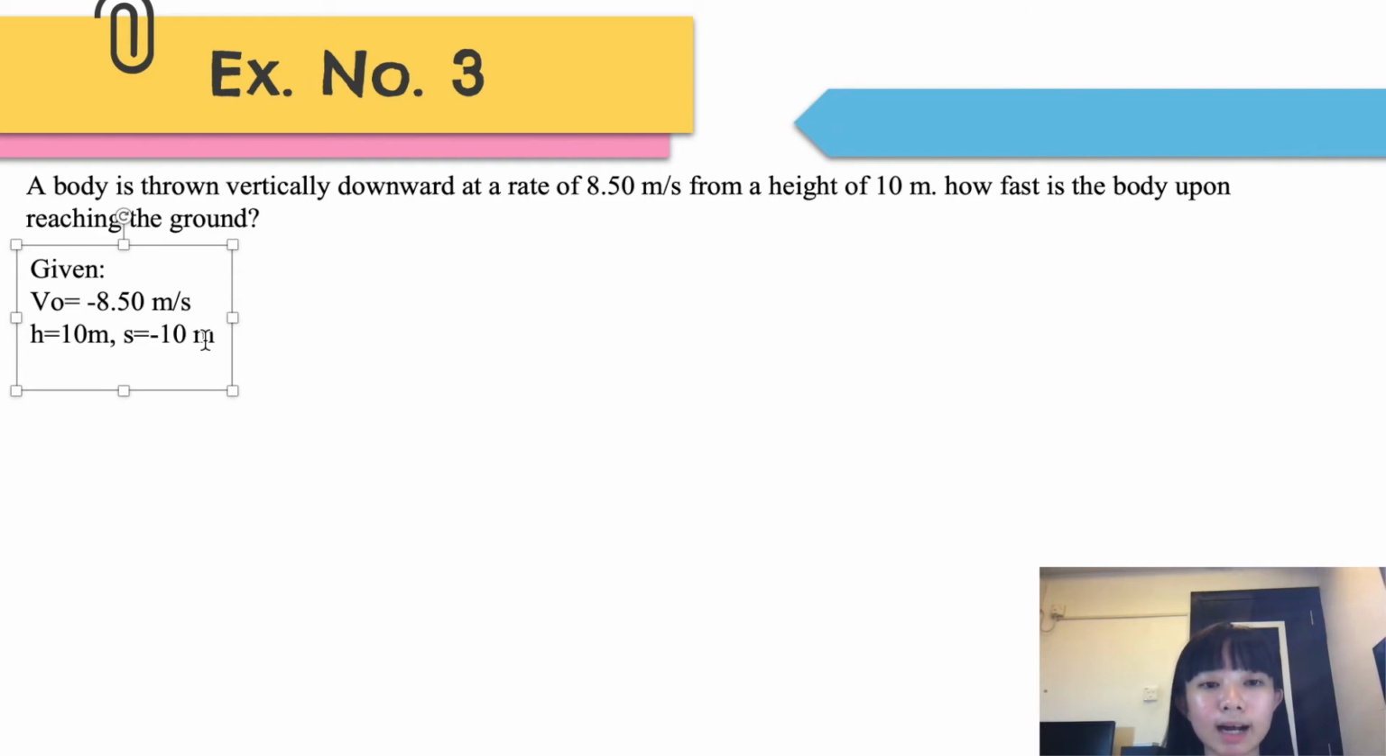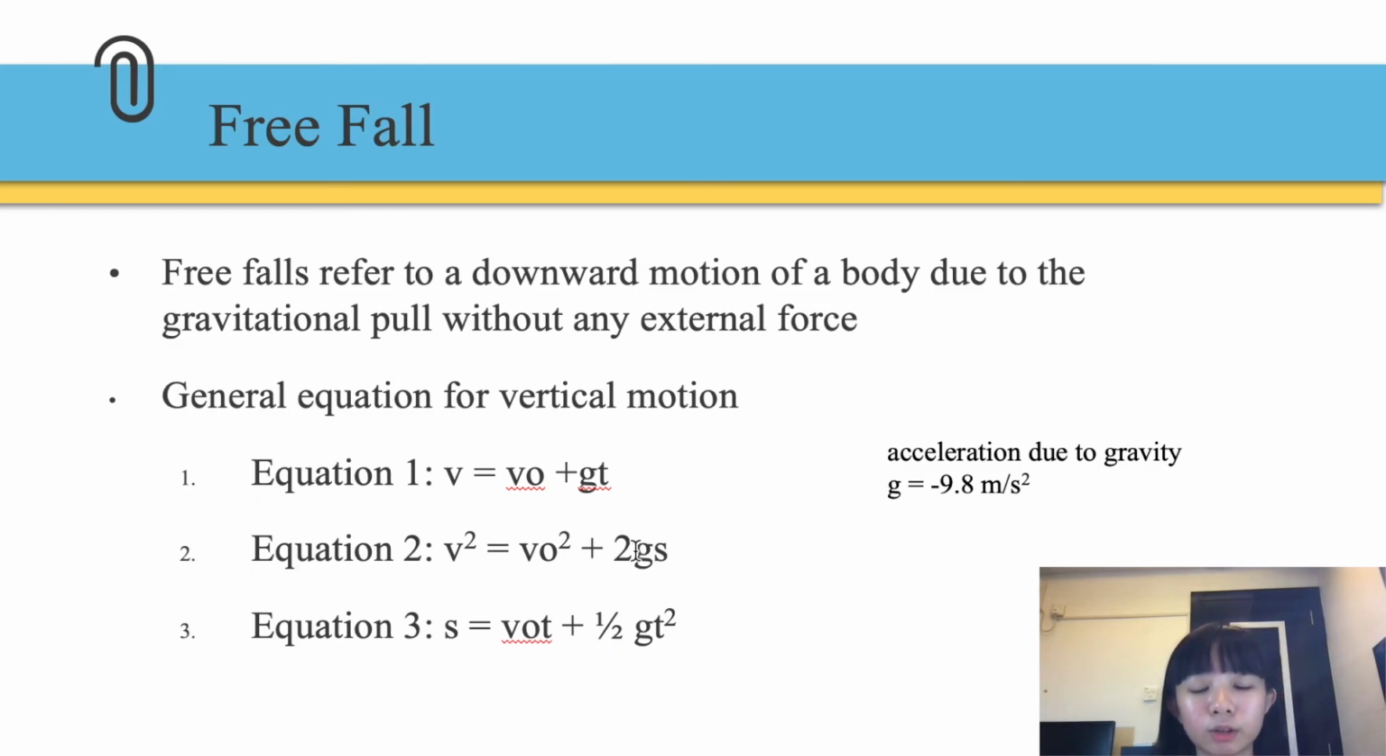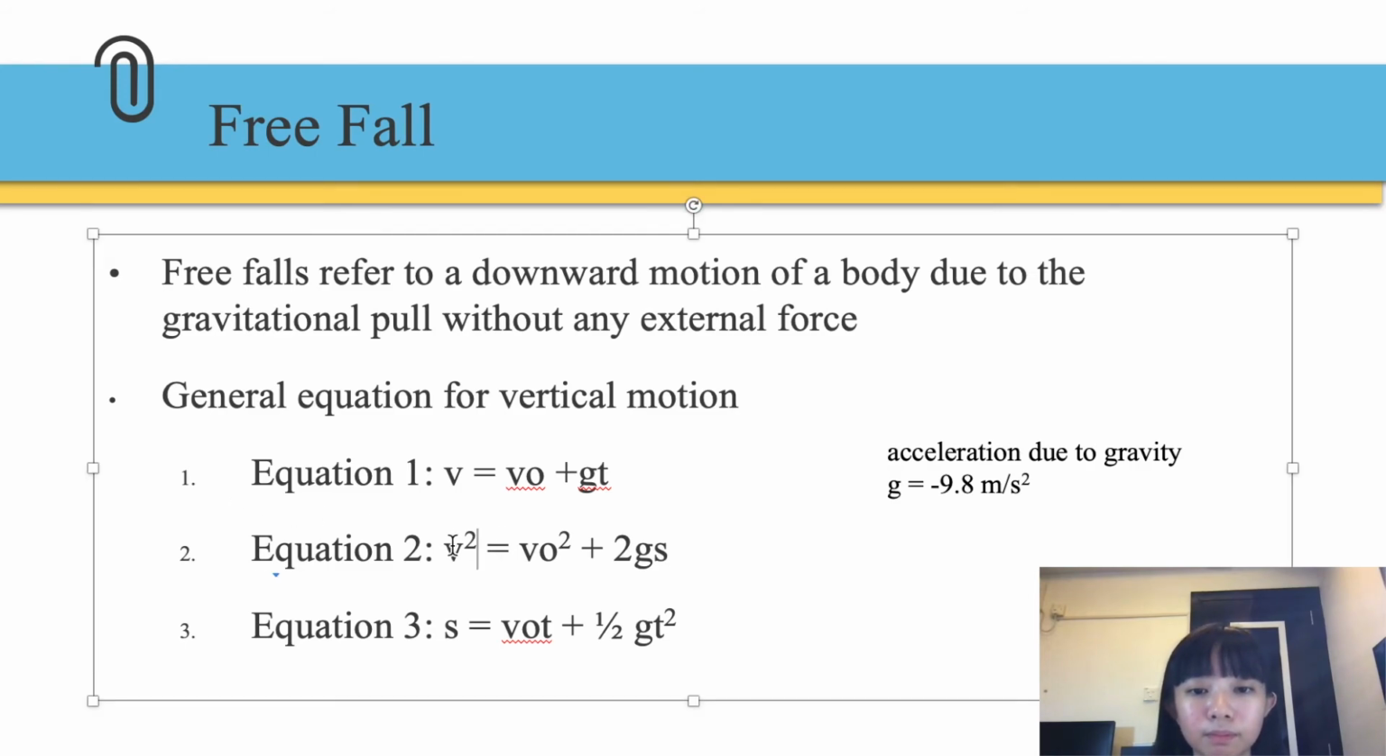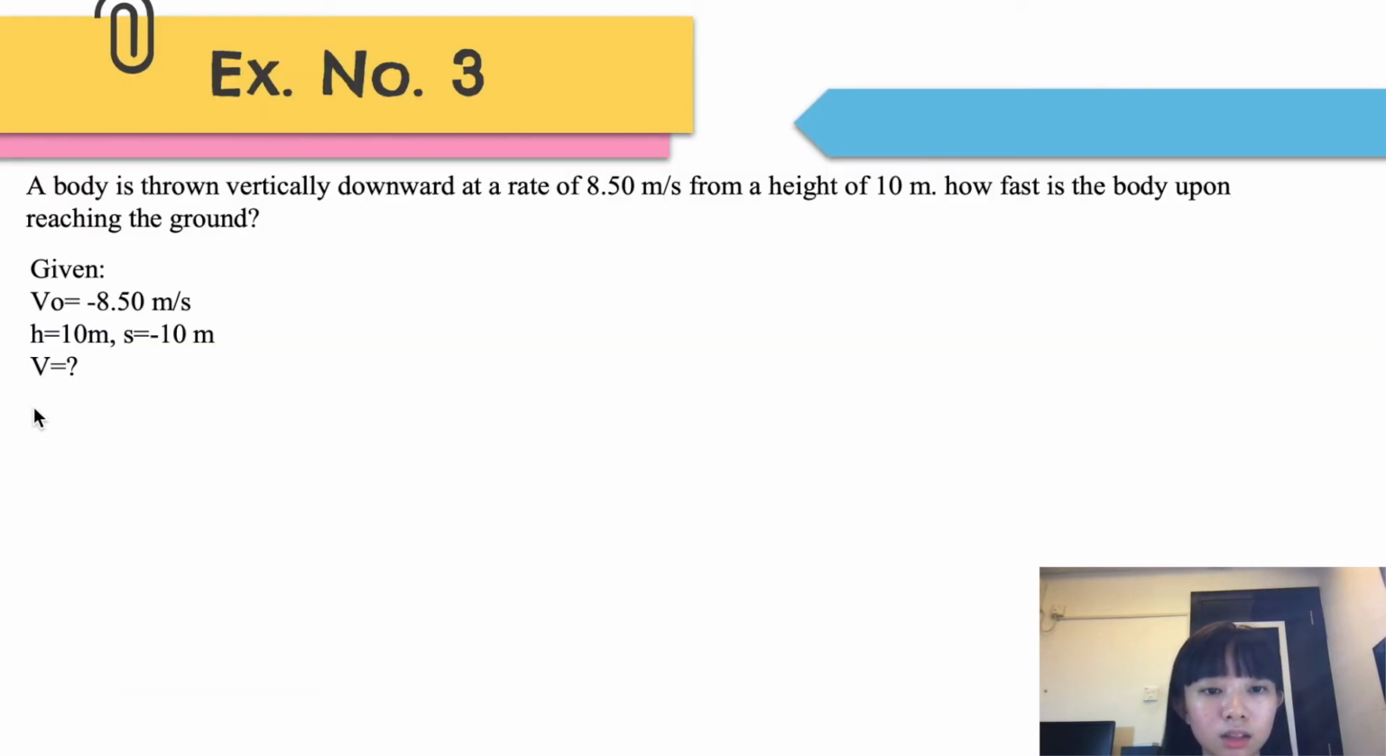And last, we are asked to find the final velocity. This time, we are going to use the second equation, which is velocity squared equals initial velocity squared plus 2 times acceleration due to gravity multiplied by the displacement. We will copy this and paste.